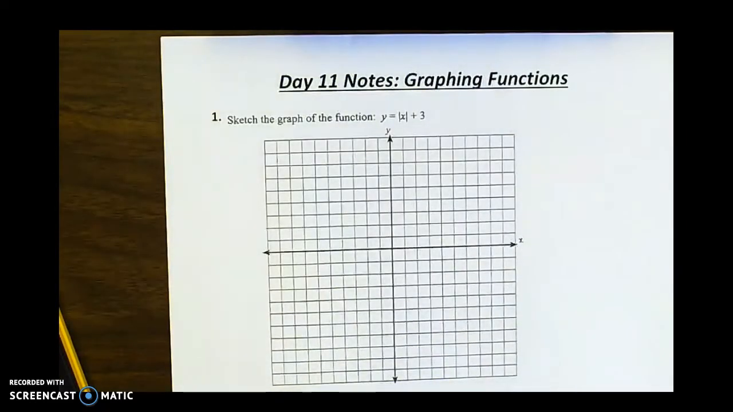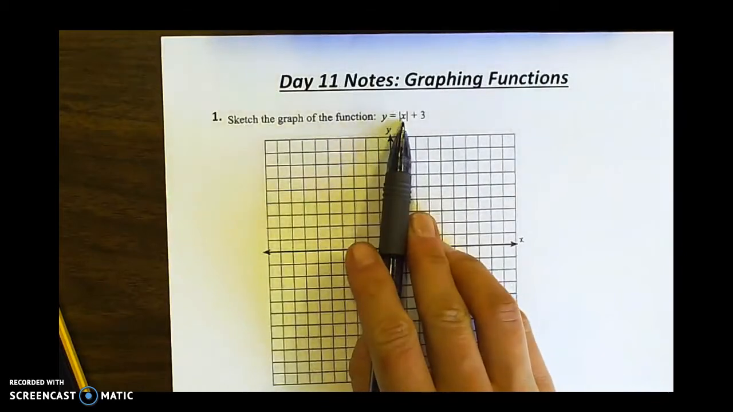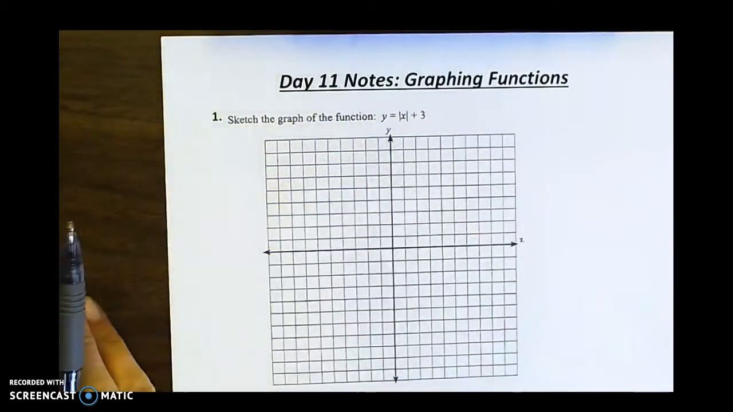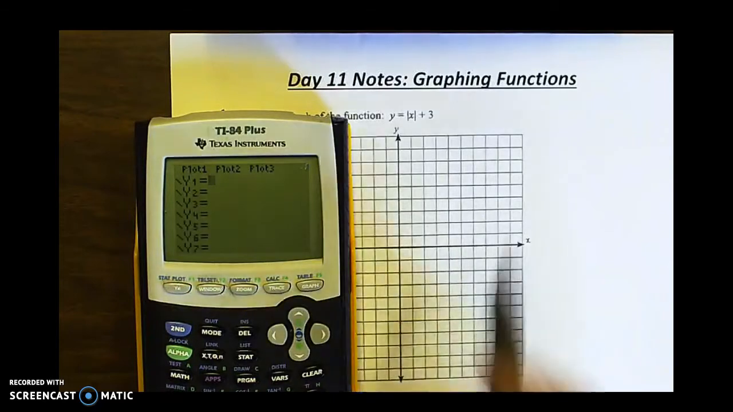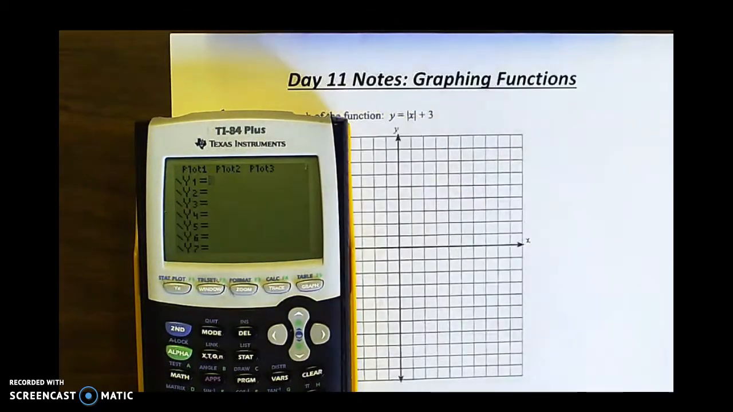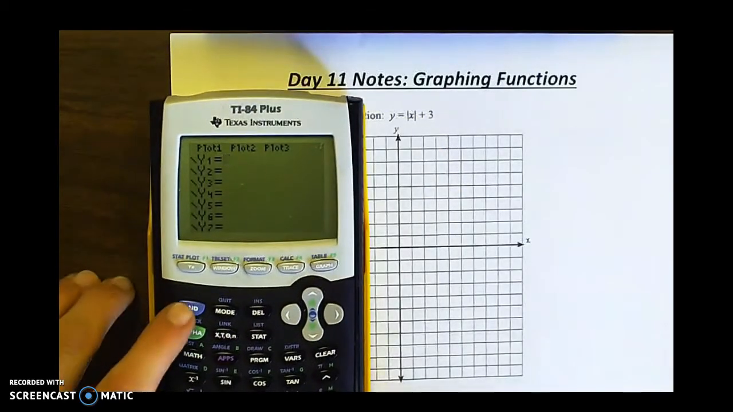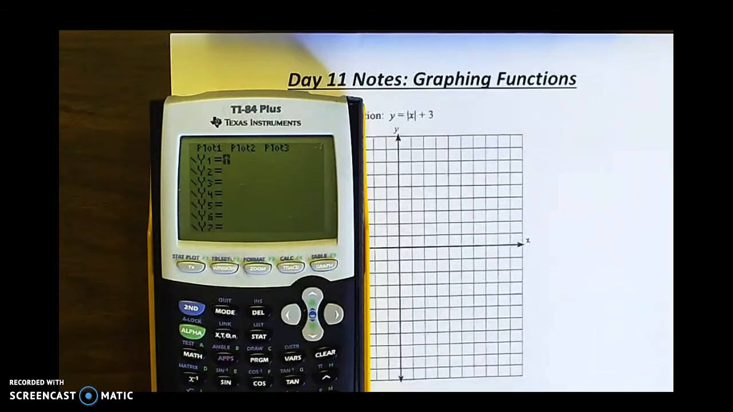So if we take a look here, it says sketch the graph of the function y equals the absolute value of x plus 3. So what we're going to do first is go to our calculator and plug in the function. Now, to get to the absolute value, you hit second catalog, which is your 0 button, and absolute value is going to be the very first choice. So you just hit enter when that triangle is next to it.